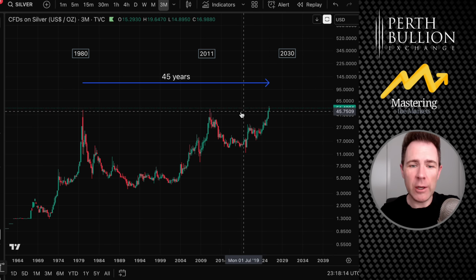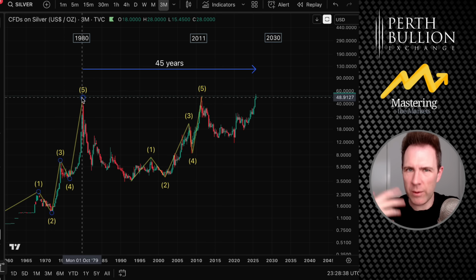Now, after this 5-wave move, the exact same thing happened like it did in 1980. You have that period of consolidation. Now, this consolidation period from 2011 until around about here hasn't been as long, okay? And that's, I think, because you had such an outlying move here on the wave 5. It pumped up so much again with the Hunt brothers cornering the market, etc.